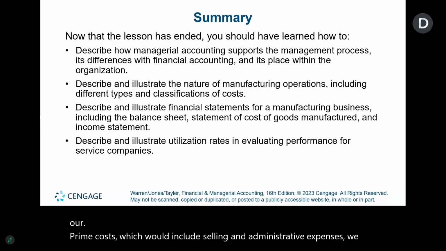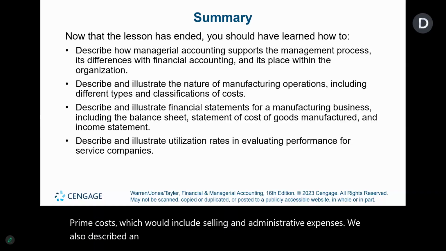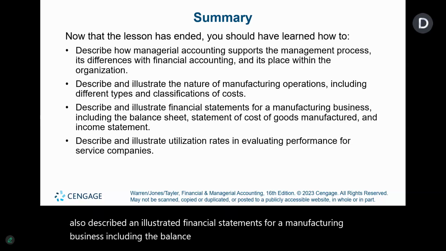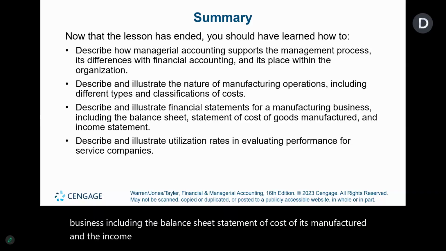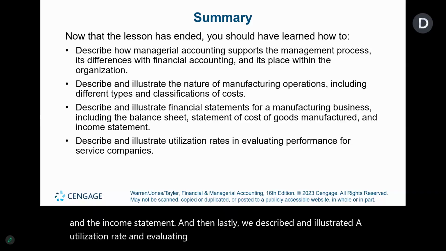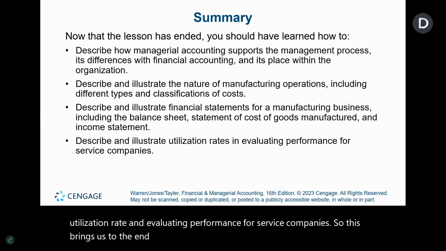We also described and illustrated financial statements for a manufacturing business, including the balance sheet, statement of cost of goods manufactured, and the income statement. And then lastly, we described and illustrated the utilization rates and evaluating performance for service companies. So this brings us to the end of chapter 15, Introduction to Managerial Accounting.